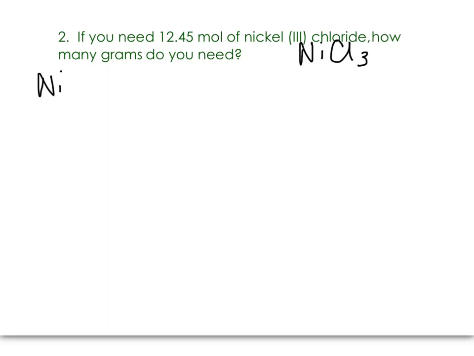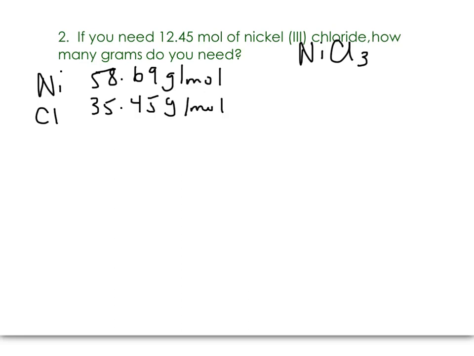So nickel is 58.69 grams per mole, and there's just one nickel. And chlorines are 35.45 grams per mole, and there are three of them, so times three. When we add that all together, 165.04 is our molar mass.